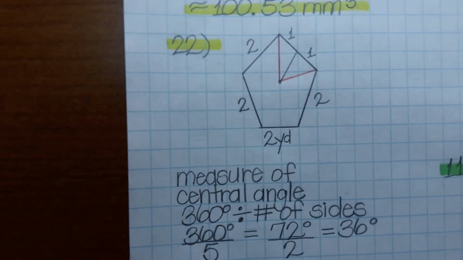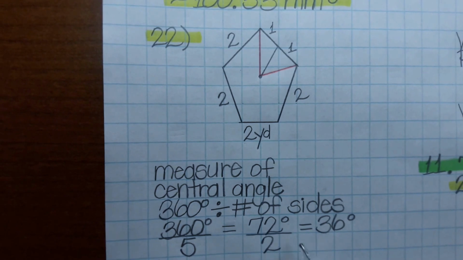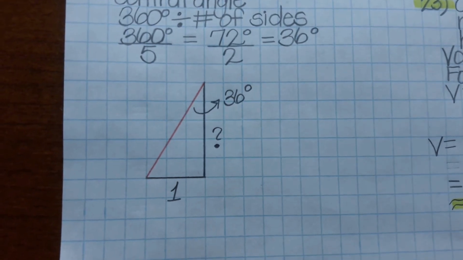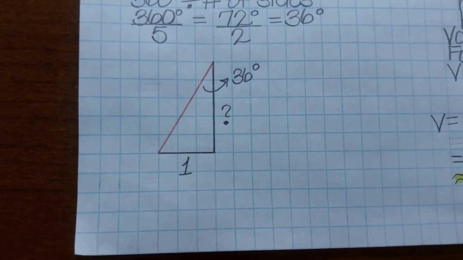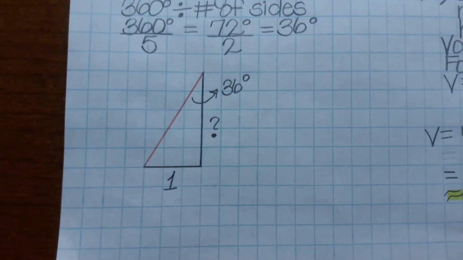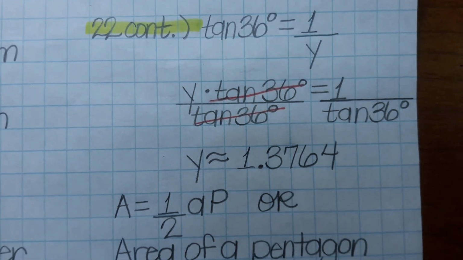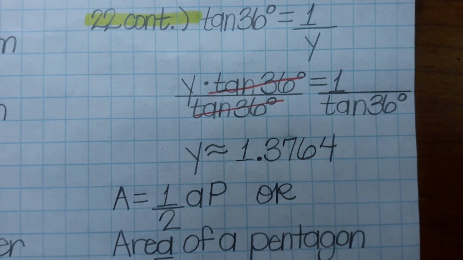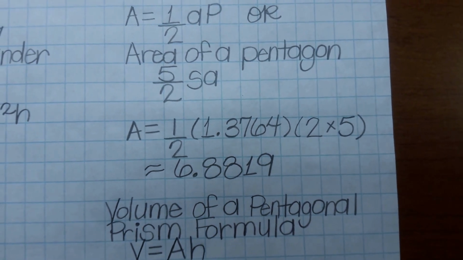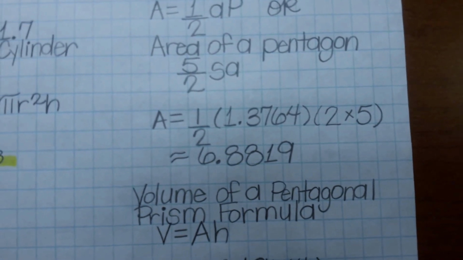So again, on this section, I had to identify what my apothem was. In order to do that, I need to find the measure of my central angle, divide that number by 2 to get 36 degrees. From there, I had to find out what the apothem was, and to do that, I had to use my tangent formula, which is opposite over adjacent. That's what I did here. I had to cross multiply to solve for y, and we know that y was approximately equal to 1.3764. Now from there, I had to find the area of the pentagon, which I could use either formula to find. It doesn't matter. Once I plugged in that formula, I found that my area is 6.8819.